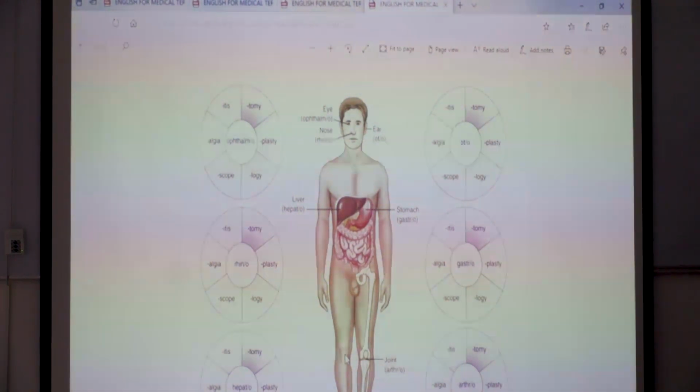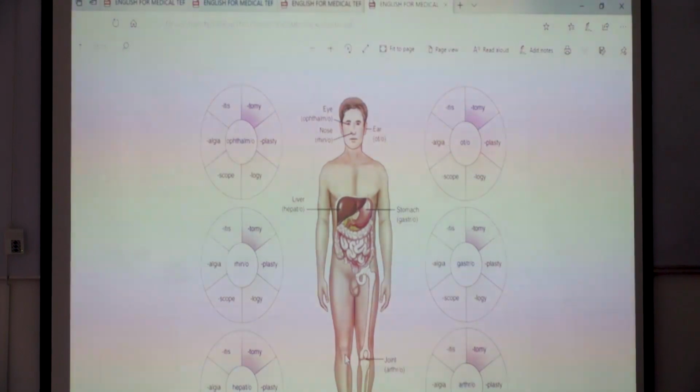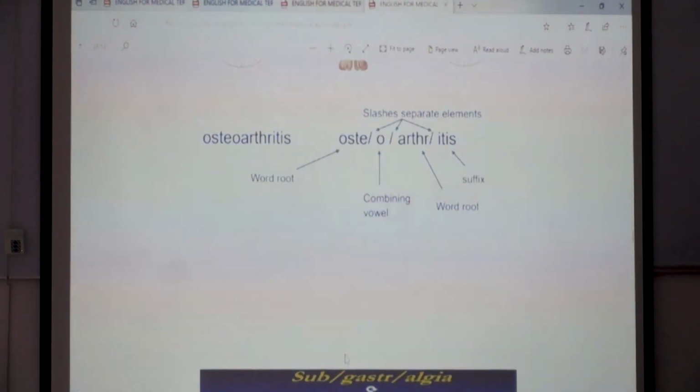We can apply them to ophthalmology, ophthalmoplasty, ophthalmotomy, ophthalmitis, you see, algia, you see, ophthalmalgia. The same in ot, the same in gas, the same in rhino, the same in hepato, the same in arthro. We have a different vowel and a different suffix. We use the vowel, or no vowel, in order to combine them to give the meaning of that term. So here is an example.